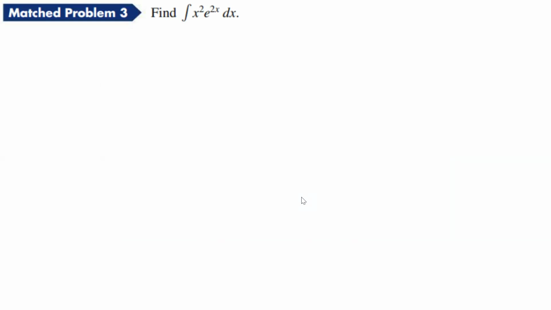All right, so here we've got the integral of x squared e to the 2x. If we remember, one of the first ones we did was x e to the 2x. This time we have x squared e to the 2x. So in this case, let's let u equal x squared. du then is 2x dx. And then dv is equal to what's left over, which is e to the 2x dx.